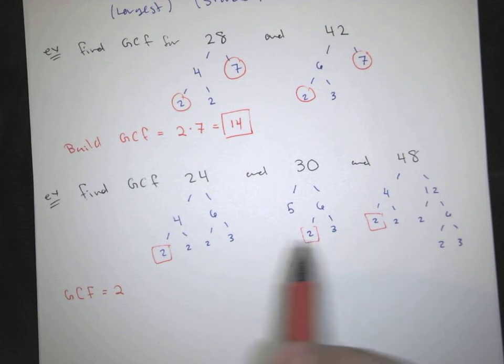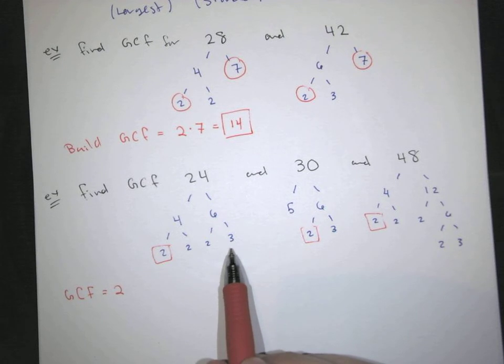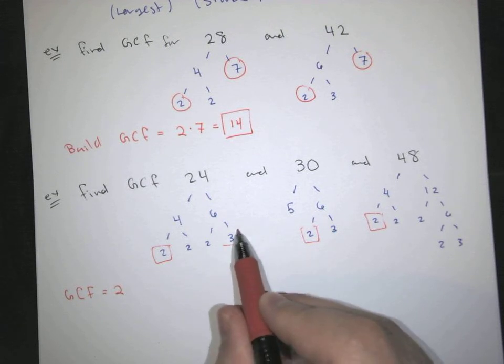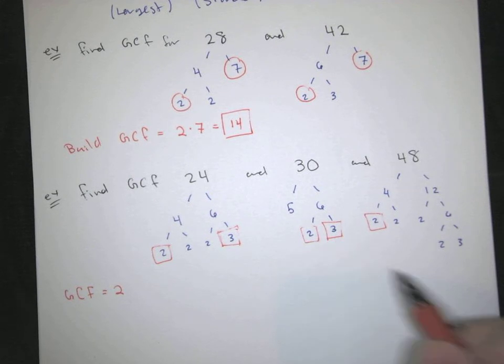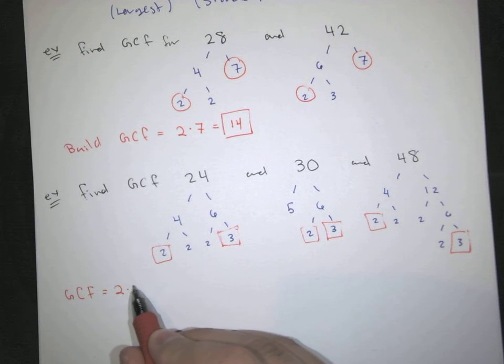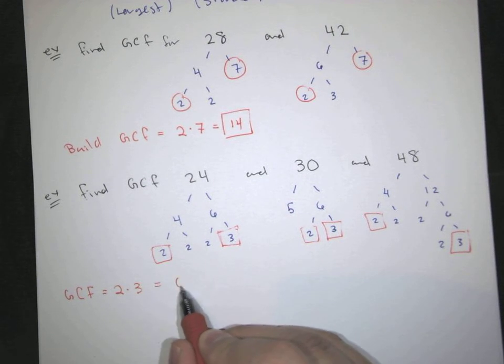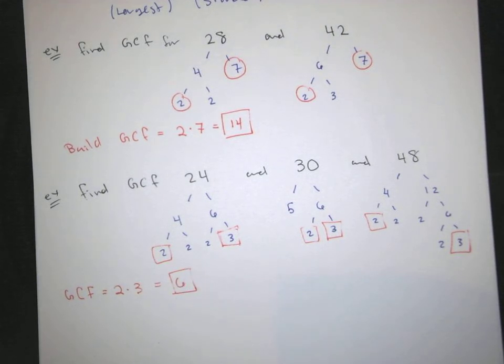So the only thing else I could maybe include here would be the 3. In this case, I can, right? So I've got 3 here. 3 goes into 30, and 3 is going to be a part of 48. So my GCF, in this case, would be 2 times 3, or 6. So the biggest value I could divide into 24 and 30 and 48 would be 6. And that's going to be my GCF.